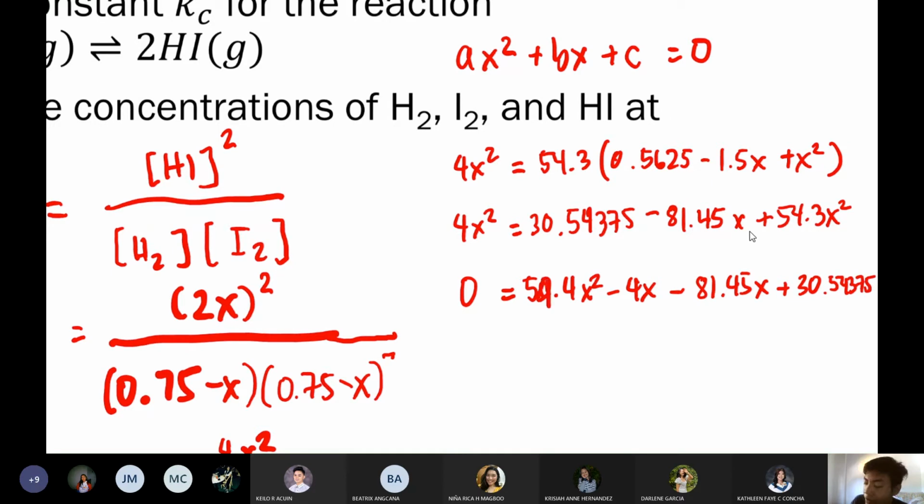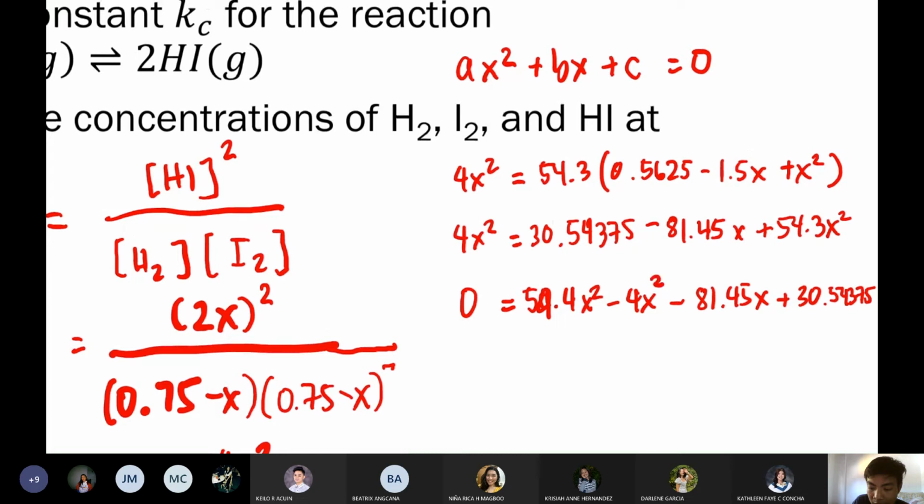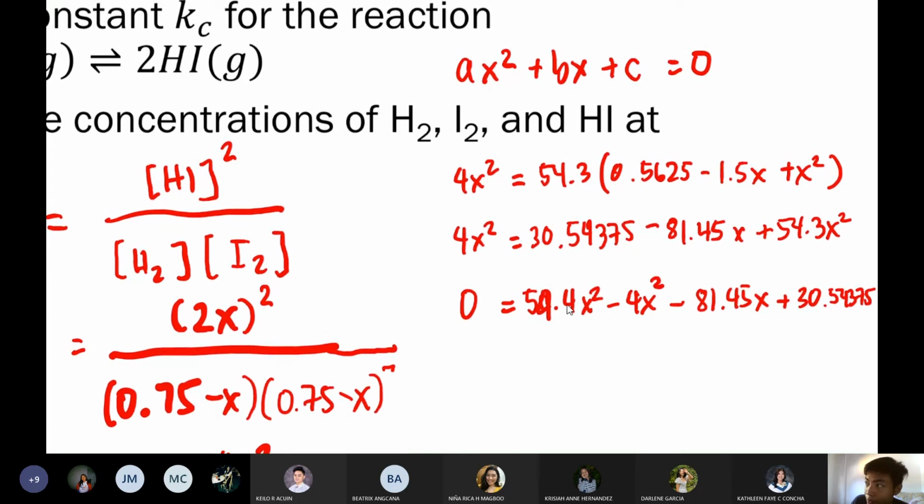Okay. So this is 54 pala. So what's 54.4 minus 4x? That will be 50.4x squared. X squared pala siya, sorry. So what's 54.4x squared minus 4x? That will be 50.4x squared. So we have 50.4x squared minus 81.45x plus 30.54375. Okay. So the next question is, how am I going to solve for the value of x?